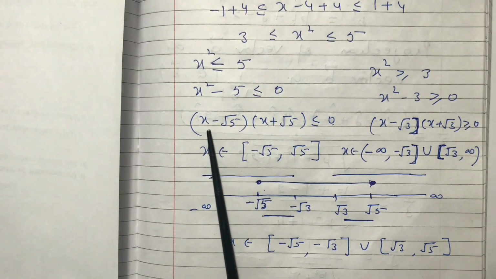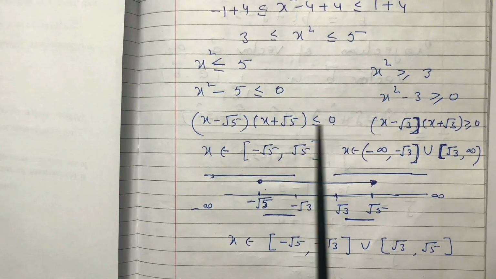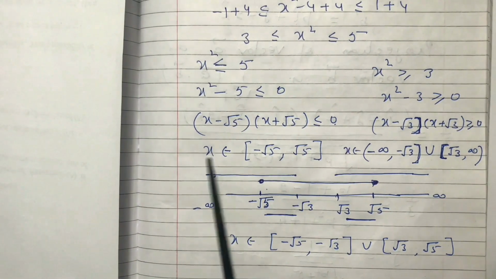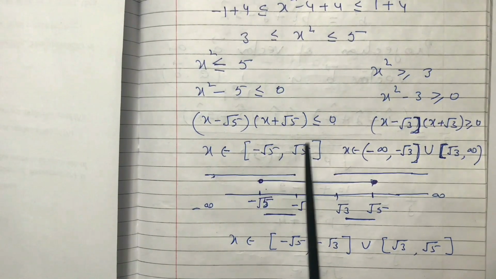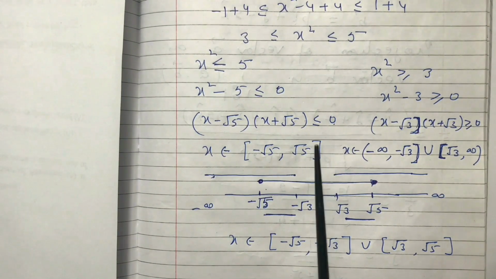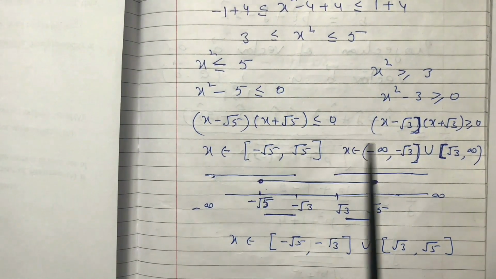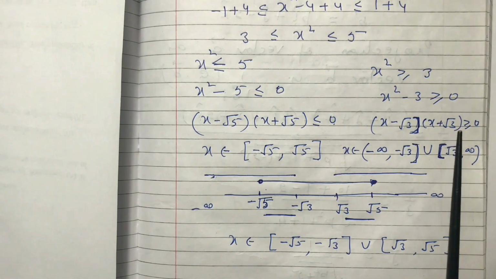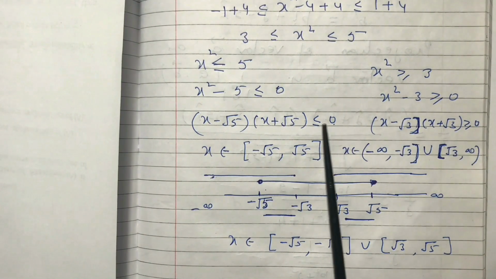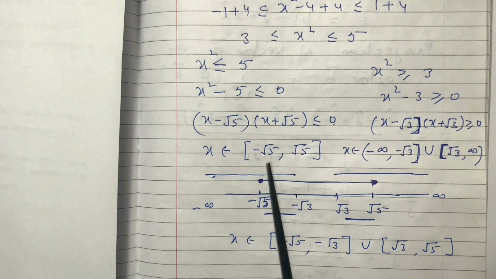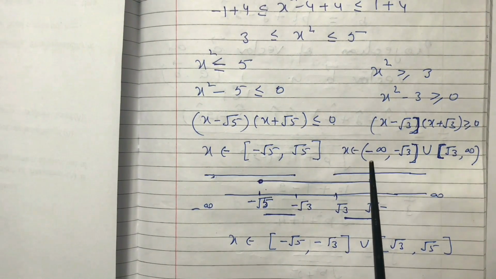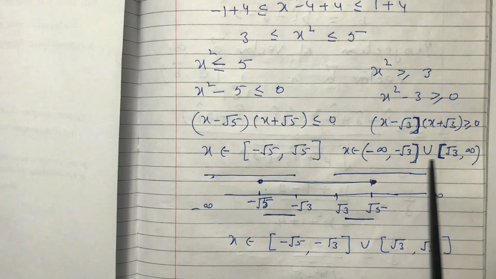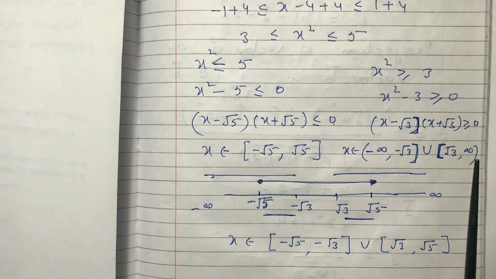Now if x minus root 5, x plus root 5 less than equal to 0, it means x belongs to this interval, minus root 5 to root 5. And since there is equality sign here, I have used this close bracket. x minus root 3, x plus root 3 greater than equal to 0. Here this was less than, so we wrote this. Here this is greater than equal. It means we will write x belongs to minus infinity to minus root 3, union root 3 to infinity.